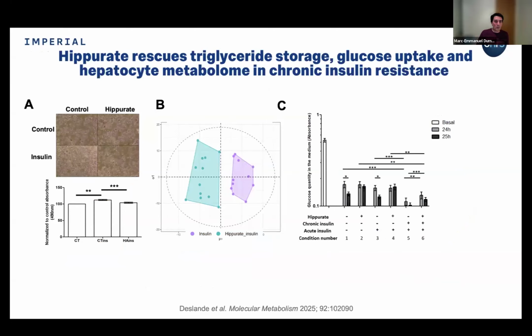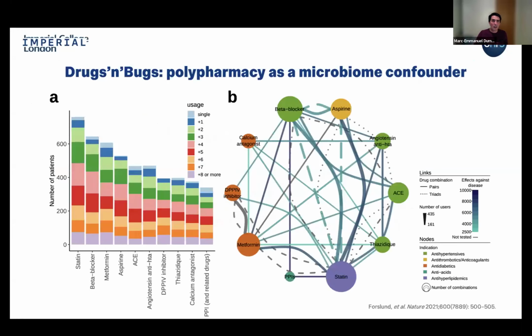And as you can see, addition of hippurate in a situation of chronic insulin treatment, which is triggering at least a form of insulin resistance in cellular models, you can see that when you add chronic insulin for over 24 hours, you increase lipid storage in the cells, and then when you add hippurate, you kind of normalize this. And then you see also something that's reminiscent of restoring insulin sensitivity in those cells when you then perform some glucose uptake assays.